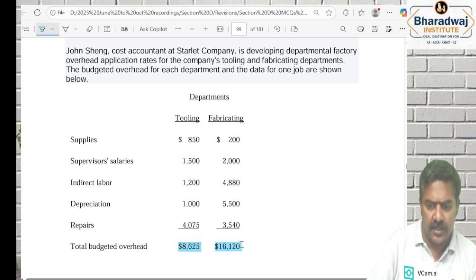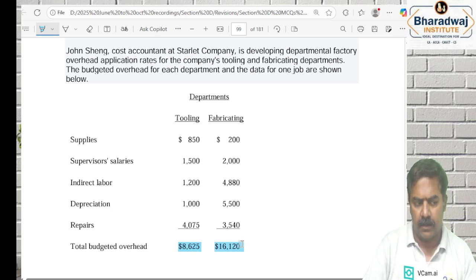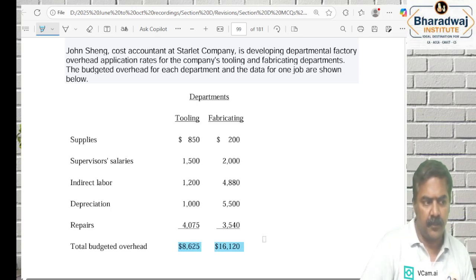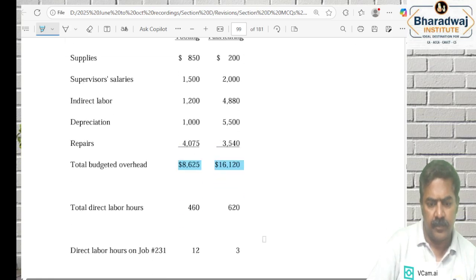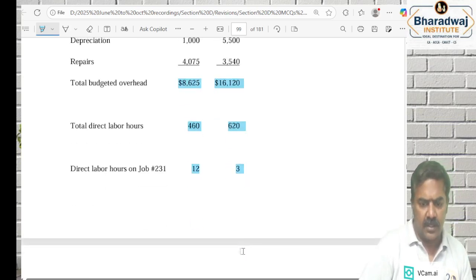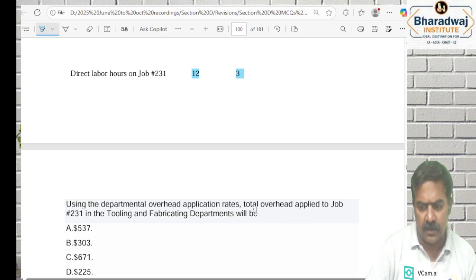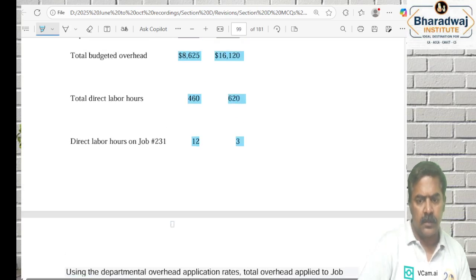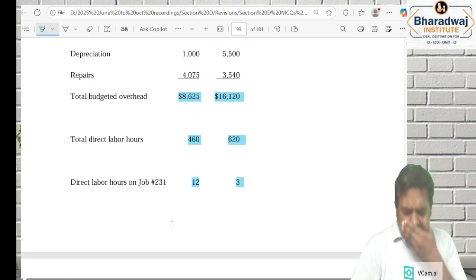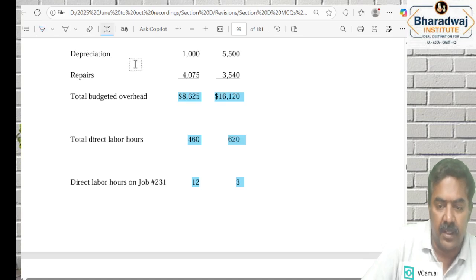Total budgeted overheads are given. Then read further. Direct labor hours are given. For the job, it is 12 hours and 3 hours given. The question is, divide and tell me the rate per hour.